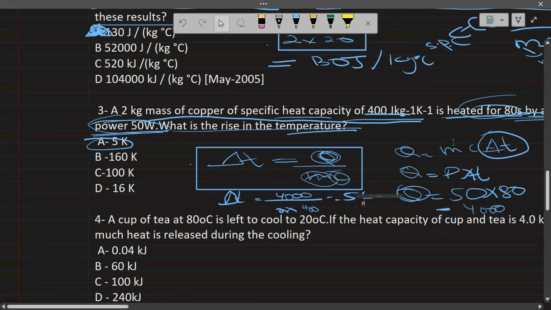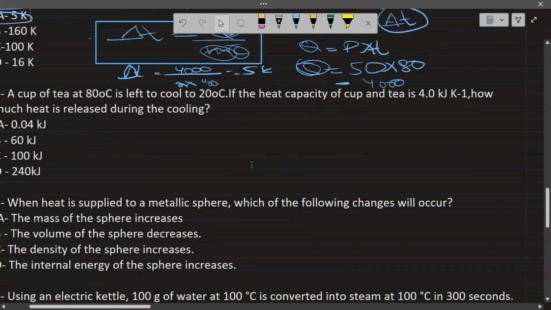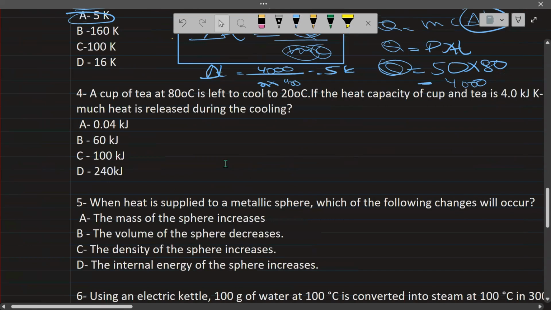And we are done with part 3. Now let's go on to question 3. Now let's go on to question 4.